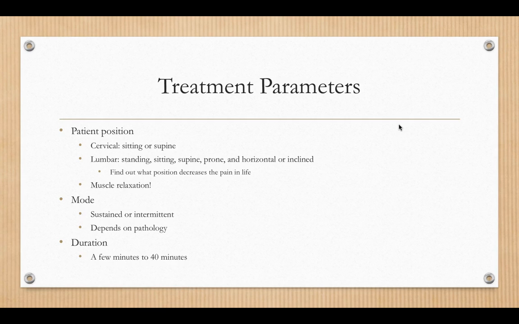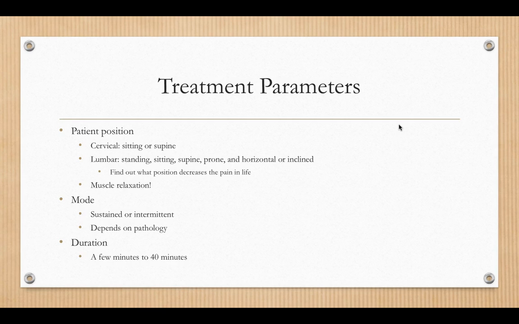In lumbar, based on the type of scenario that we have, there's some auto or positional traction that's done in standing, there's sitting, there's supine, there's prone, there's going horizontal, there's going inclined. It just depends on the type of traction that you're doing. So one of the best things to do is find out what position decreases their pain in real life, and try to mimic that within your traction. You do want to make sure that you get muscle relaxation. So if they're in a position where they're guarding, that's not going to help them produce the traction. And so you want to get in that position that's most comfortable for them where we get that muscle relaxation.